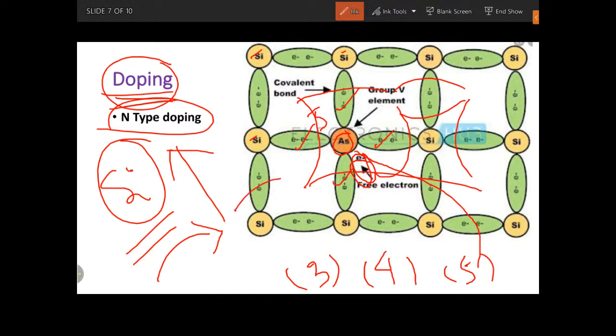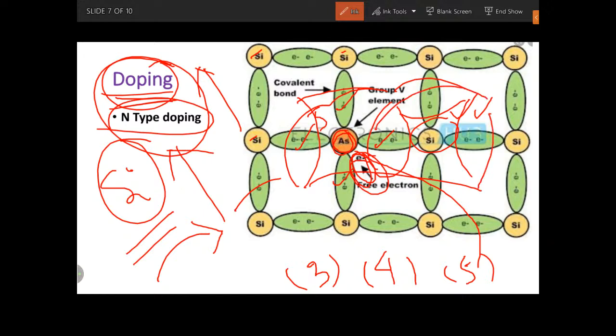So whenever there is free movement of electron, what increases? Electrical conductivity increases. Am I clear? So doping is done to increase electrical conductivity. Here arsenic is helping silicon to increase its conductivity by giving this free electron, which can move from here to here. Free electron means more conductivity. I think all of you know about this.